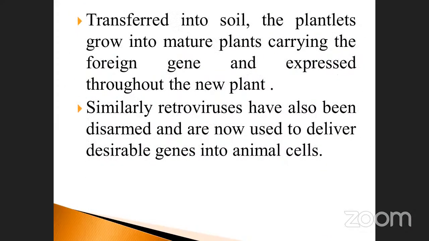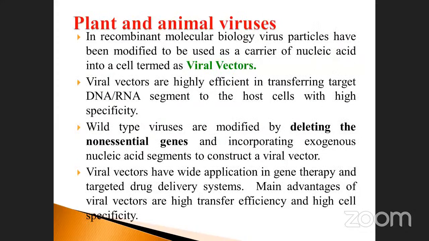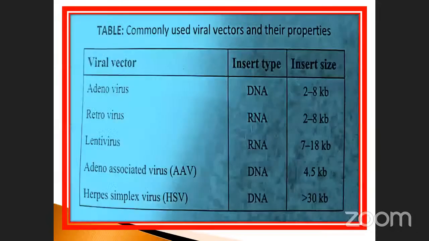And then see that one, plant and animal viruses. Just now we saw that. A deletion is also there. What are the commonly used viral vectors and their properties? This one is the very, very important one. How much is the insert size? 2 to 8, 7 to 8. Maximum how much is there now? Below 30 only. So here 7 to 18 is the highest one.